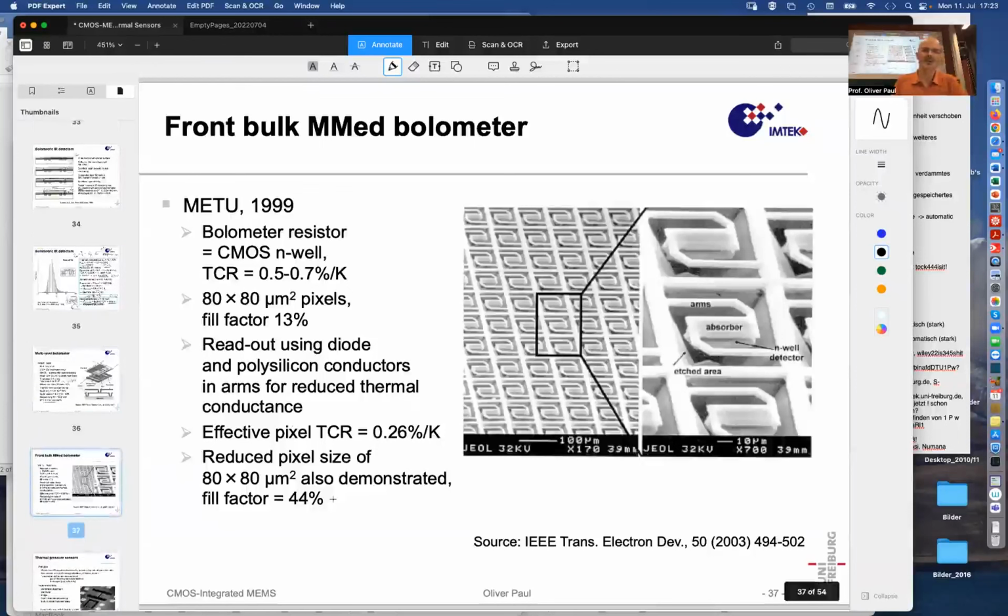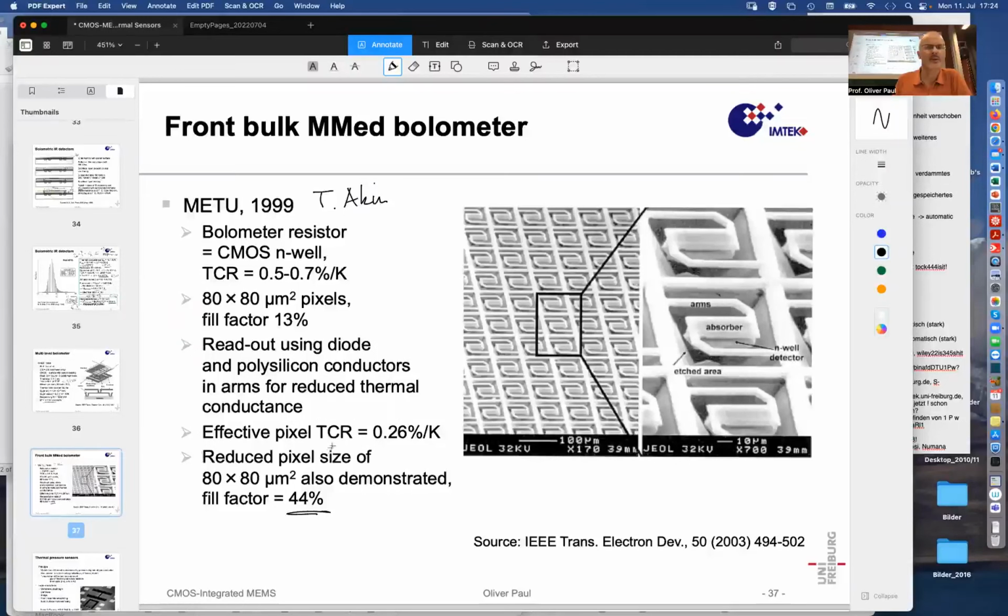Then we have some alternative structures from the Middle East Technical University again. So that's again Professor Tayfun Akin. They made some bridge type sensors with some absorbers. The fill factor is of course very low, 44%. There's 56% of radiation that doesn't get absorbed where it is useful. And well, the temperature measurement here is done with a diode, if I remember well.